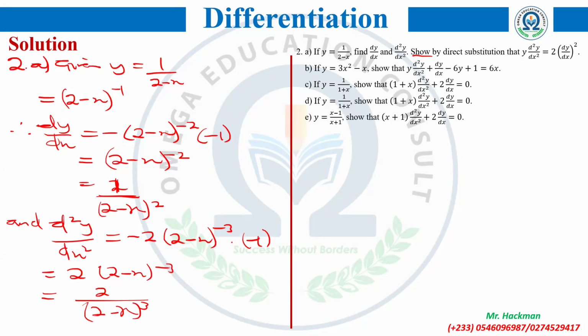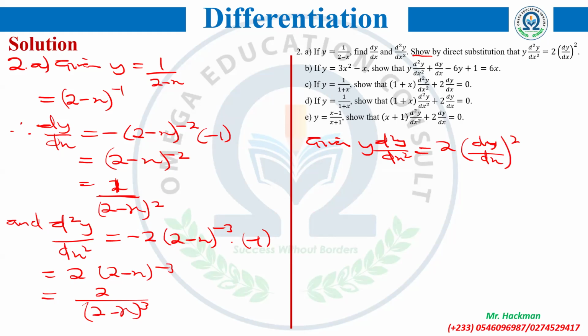Yes, please. Now let's go and look at the second part of the question. What are we given? What are we asked to show? That y d squared y over dx squared is equal to 2 (dy/dx) all squared, forgive me.